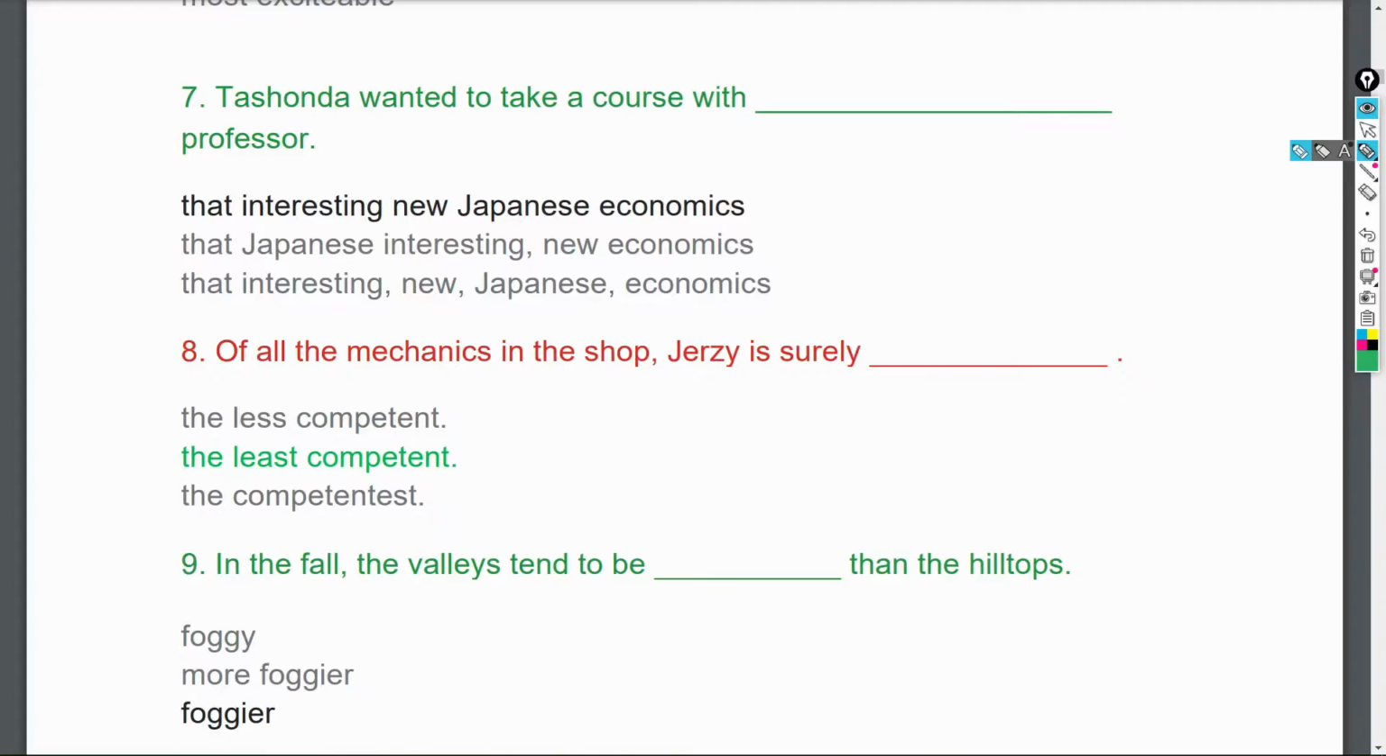Of all the mechanics in the shop, Zee is surely dash. देखिए, of all मतलब इधर क्या होगा? Of all मतलब इधर सुपरलेटिव डिग्री होगा. The less competent, है ना. तो less तो नहीं हो सकते, "the" मतलब आया तो सुपरलेटिव होगा. तो सिंपल है कि मतलब "the" आया, less, least. तो ये हुआ the least competent, है ना. The competentest ये ऐसा कुछ फॉर्म नहीं है. तो therefore the second option is correct. Now let us see the next one.